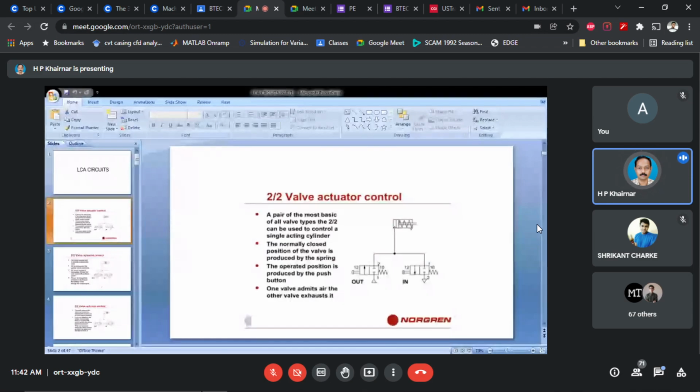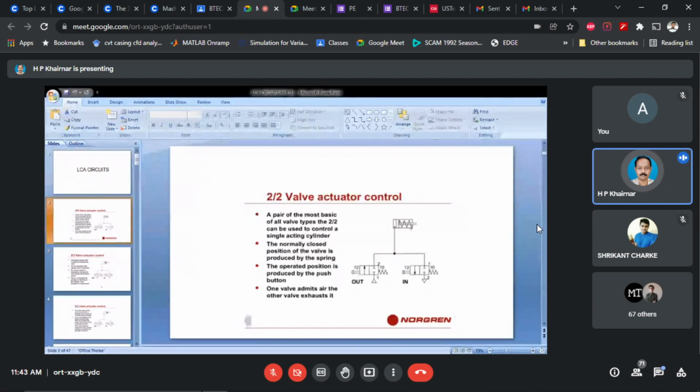So the most basic of valve types, the 2 by 2, can be used to control a single acting cylinder. Now what assumptions are there? The first assumption is that it is a normally closed position produced by the spring. It means the current position you are observing has the spring expanded, it is an inbuilt spring. So the piston is at the left extreme position, the normally closed, in stroke position for the piston cylinder.